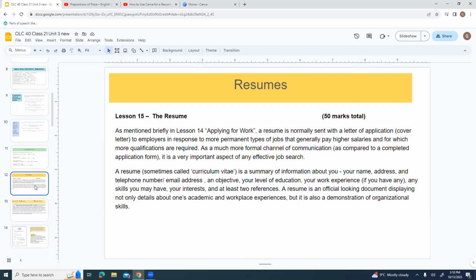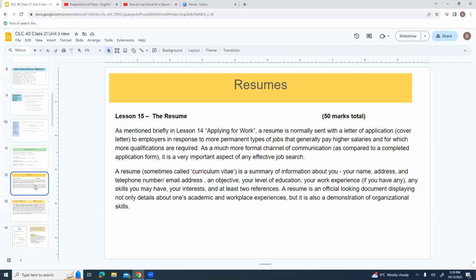I had resumes as a teenager. It's totally fine. As a much more formal channel of communication as compared to a completed application form, it is a very important aspect of an effective job search. I also found having a resume was helpful to fill out the application. I don't necessarily remember the exact years and months that I worked a job. Even if somebody wanted me to fill out an application, I would still bring the resume. You could attach it, you could use it to fill out the application. It's still a really useful thing.